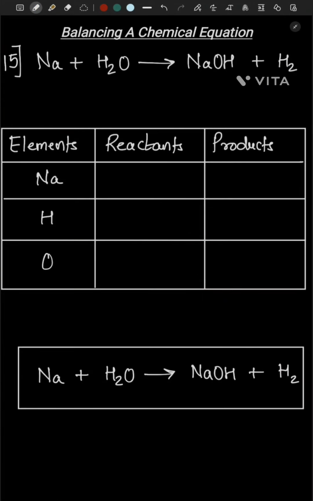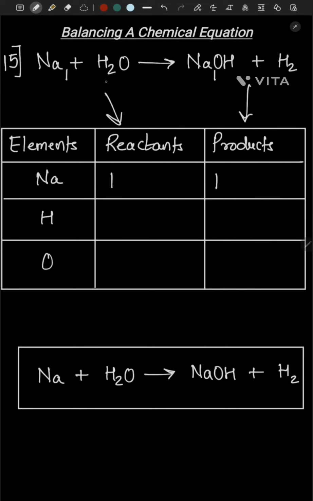One more chemical reaction wherein we have sodium added to water, which gives us sodium hydroxide, and hydrogen gas is evolved. In the above reaction, the elements involved are sodium, hydrogen and oxygen. Now we will be writing the number of atoms of each on the reactant side as well as on the product side. For sodium, there is no number on the reactant side, it means it is 1 atom of sodium. Similarly, no number means 1 atom of sodium on the product side too.